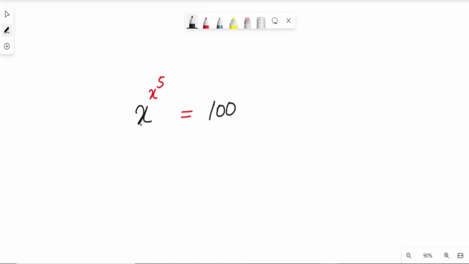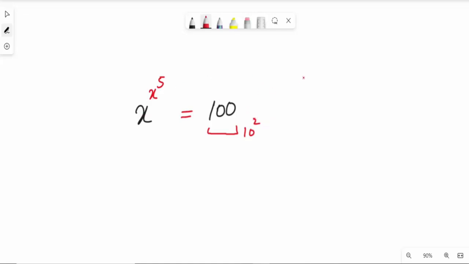So see here, x raised to the power x raised to 5. So this is a base and this is a power, is equal to 100. First of all, you should know that we can write 100 as 10 raised to the power 2. Clear?